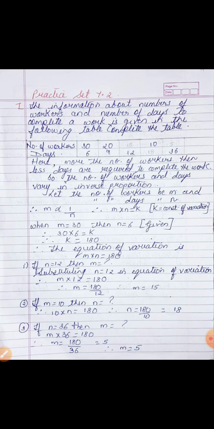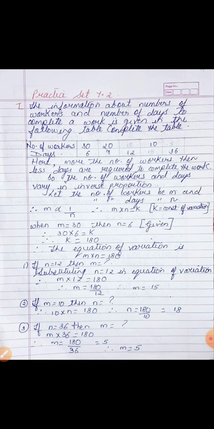When m is equal to 30, n equal to 6 is given. 30 into 6 is equal to k. Therefore, k is equal to 180. Therefore, the equation of variation is m into n is equal to 180. Now, the first case: if n equal to 12, then find m. Substituting n equal to 12 in the equation of variation, m into 12 is equal to 180. Therefore, m is equal to 180 upon 12. Therefore, m is equal to 15.